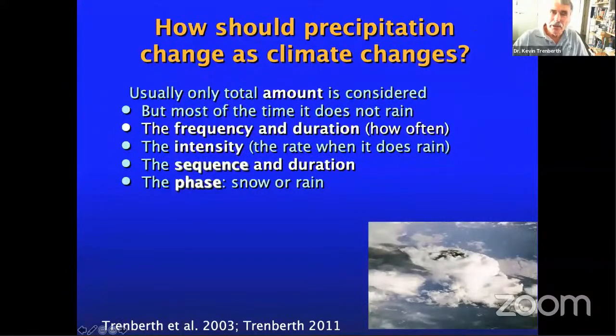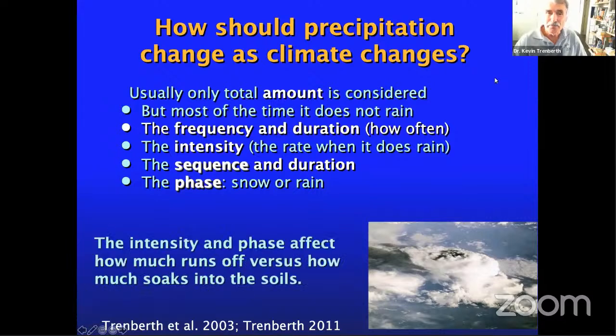So one of the main things that my work has involved is how should rainfall and precipitation change as the climate changes? And usually only the total amount is considered, but most of the time it doesn't rain. And so we need to focus also on the frequency and the duration, how often it rains, the intensity, the rate at which it rains when it does rain, the sequence and the duration, and the phase, whether it's rain or snow, and I'll illustrate the importance of these in just a second.